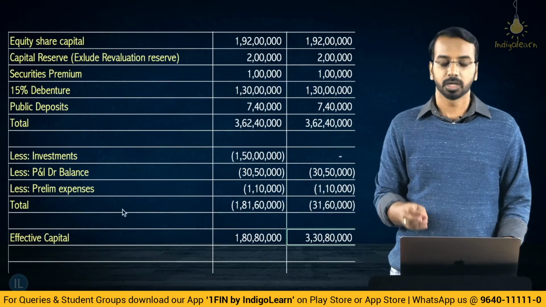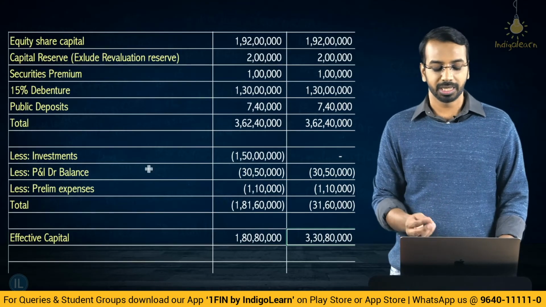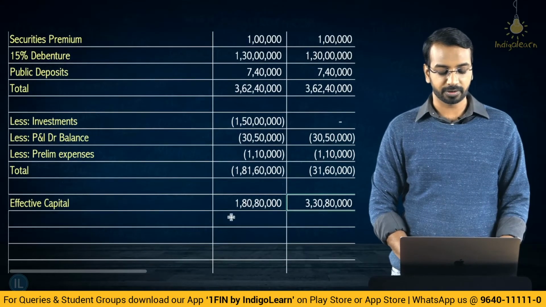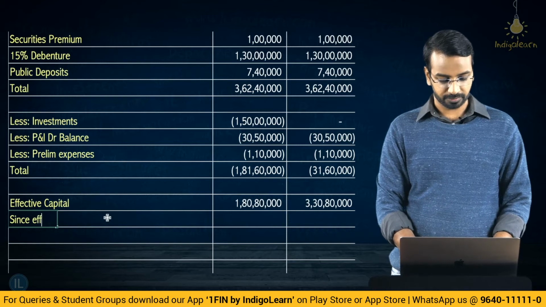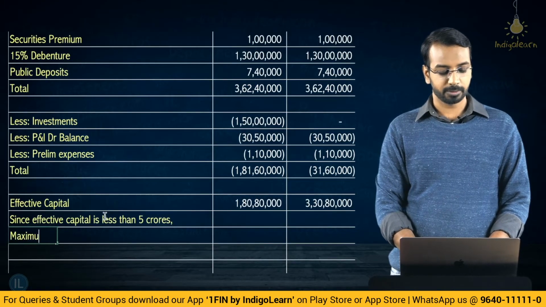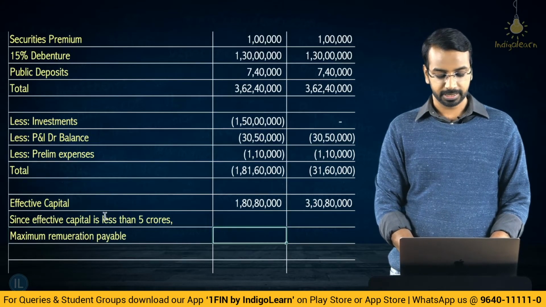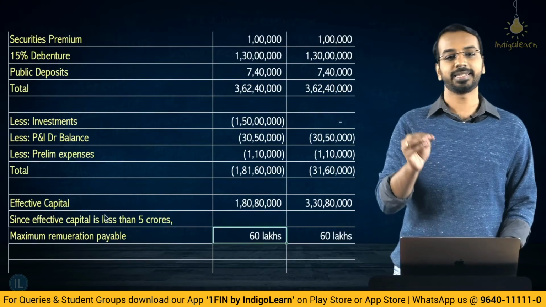Then the question says, what will be the maximum remuneration which is payable? So what is the next part of the question? If special resolution is not passed, what is the maximum remuneration payable? Now here, what is the effective capital? Since effective capital is less than 5 crores, maximum remuneration payable is 60 lakhs. In each of the cases, you can pay to the maximum of 60 lakhs, right?